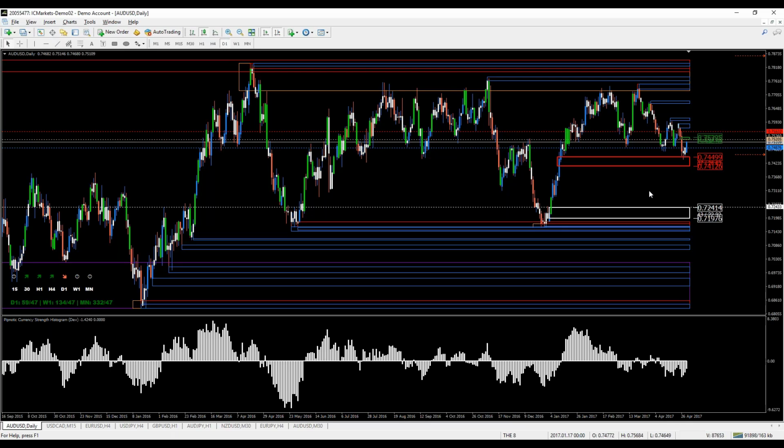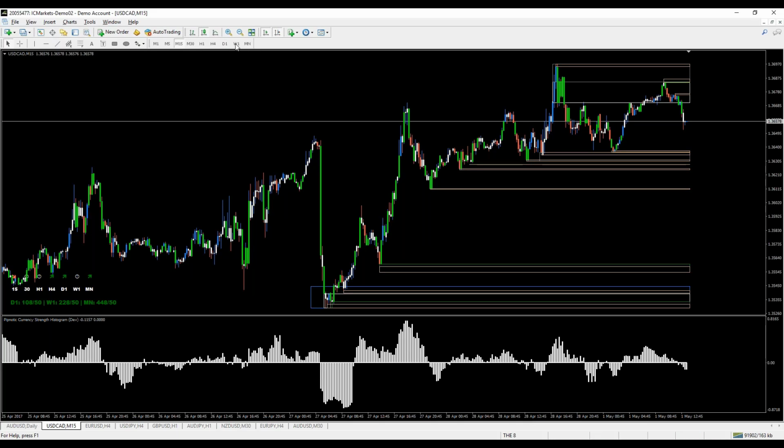So we have this down here, which is great. We also have price kind of leaving here, so I think that we could certainly consider buying should price come back down here, keeping in mind that we would be buying into medium-term supply here at the top. Okay, let's have a look at another pair.